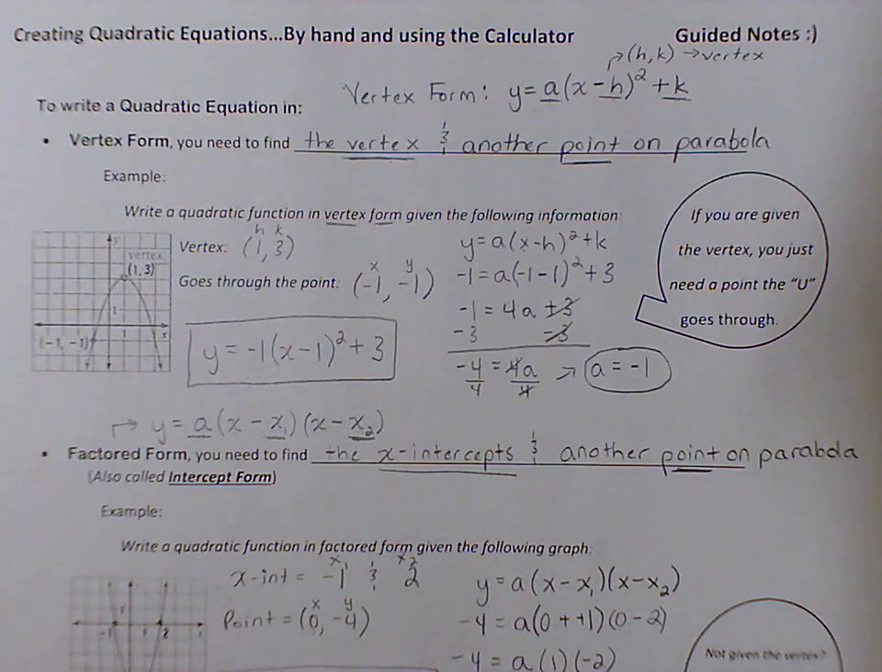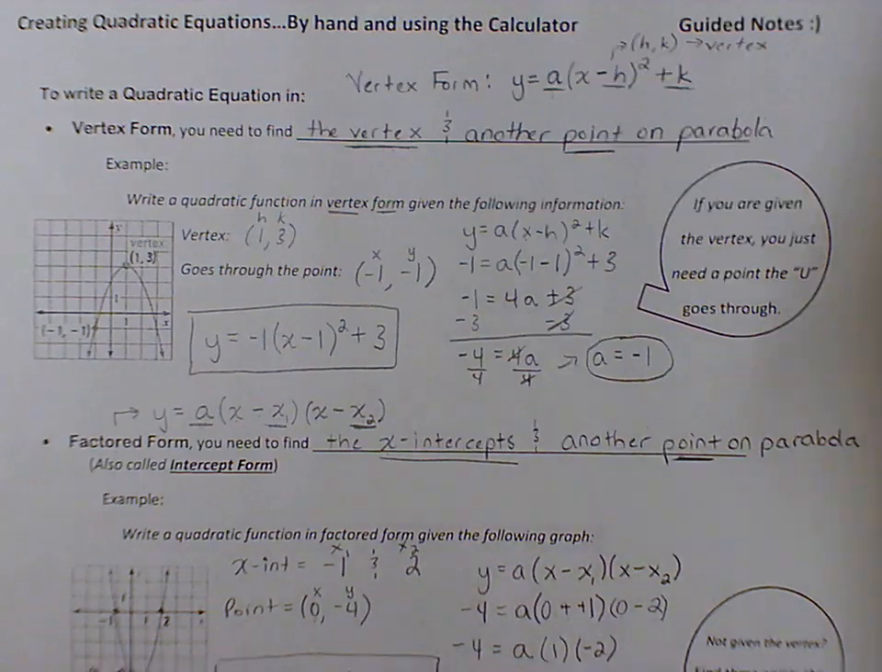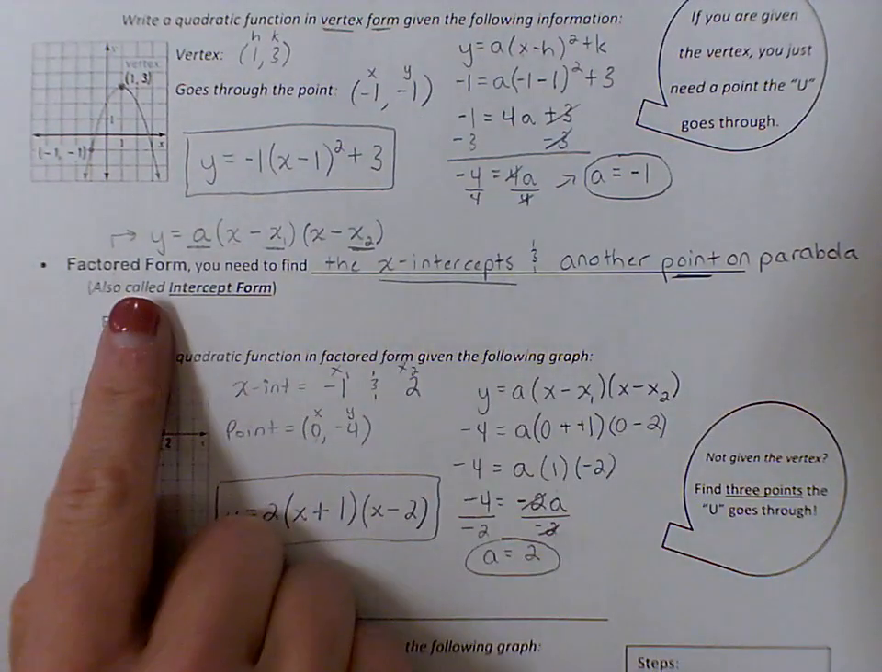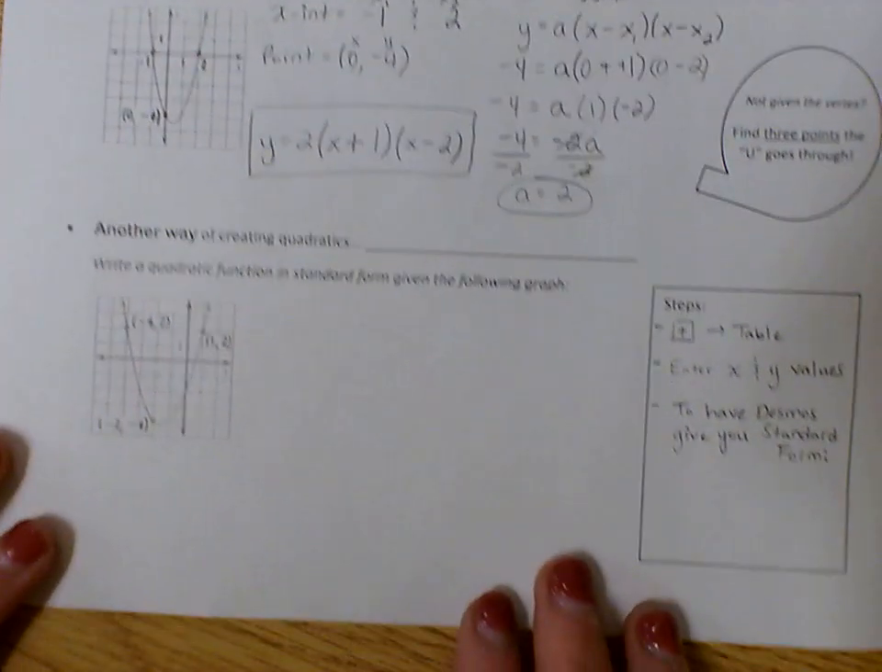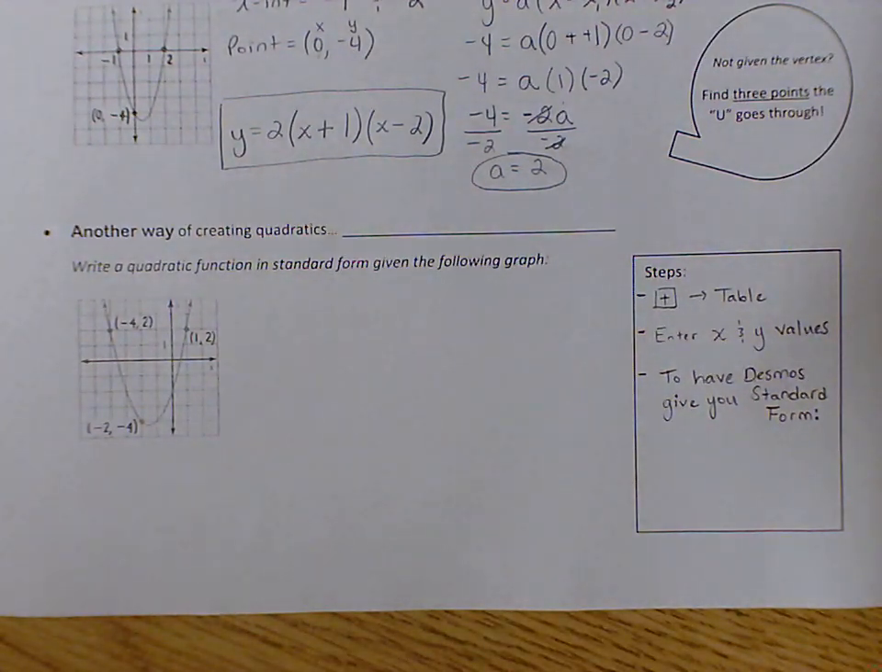So we've talked about different ways of writing quadratic equations. We've talked about how to take information and write it in vertex form. We've talked about how to take certain information and write it in factored form. And now we are going to talk about another way of creating quadratics, okay?